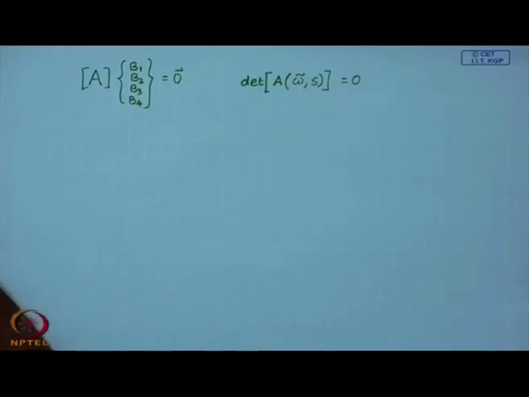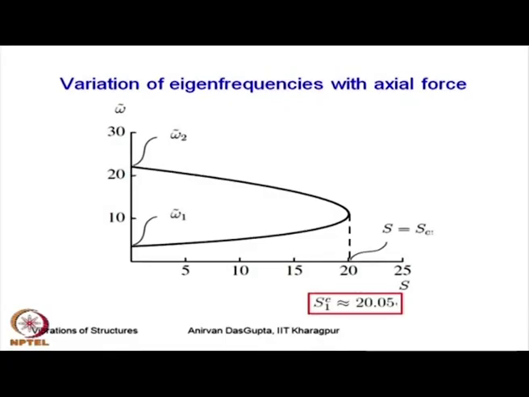So, here this shows the results of such a solution. When the load is 0, the first two non-dimensional circular natural frequencies are these 2 points, and as the load is increased, you can see that omega 2 decreases while omega 1 increases, and they coalesce at a certain value of load. This is the critical value, because after this they vanish.